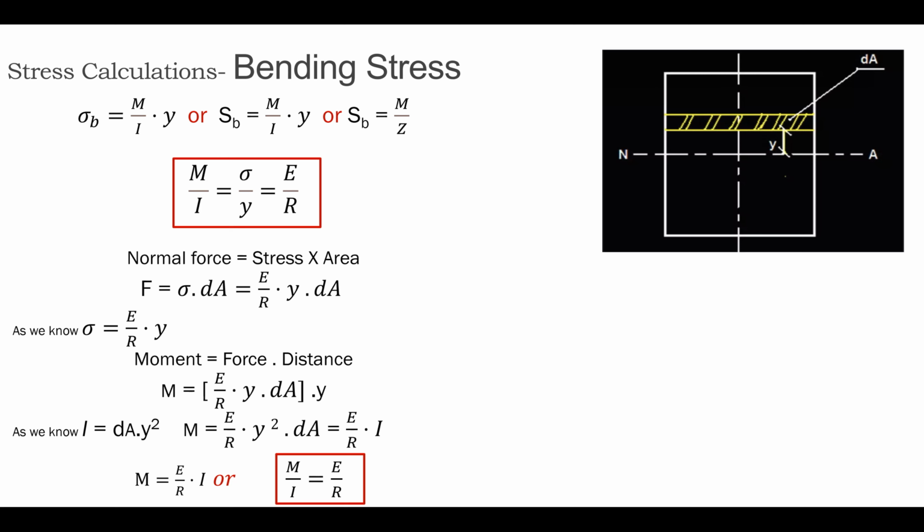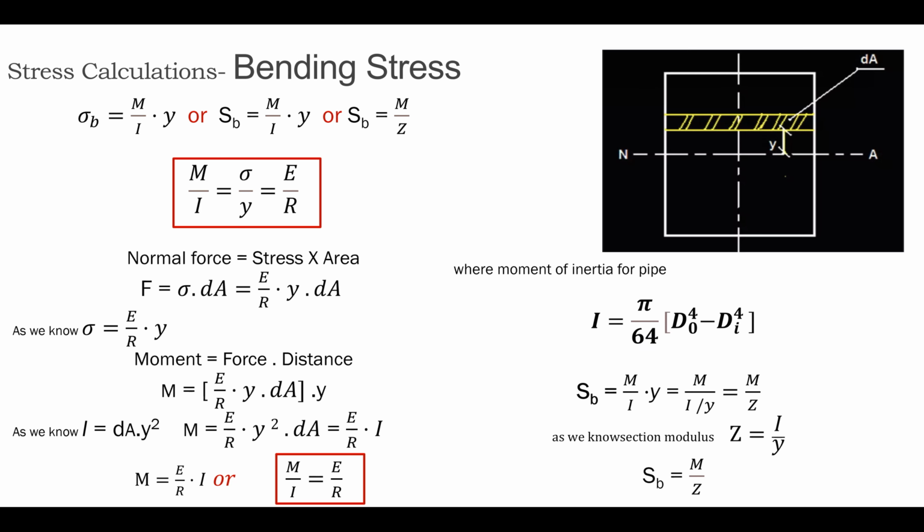Here we know that the bending equation, which is sigma over Y is equal to E over R is equal to M over I, where I, as I already told you, is the moment of inertia of the pipe. And this moment of inertia of the pipe is I is equal to pi by 64 times outer diameter raised to power 4 minus internal diameter of the pipe raised to power 4. This is the moment of inertia of the pipe.